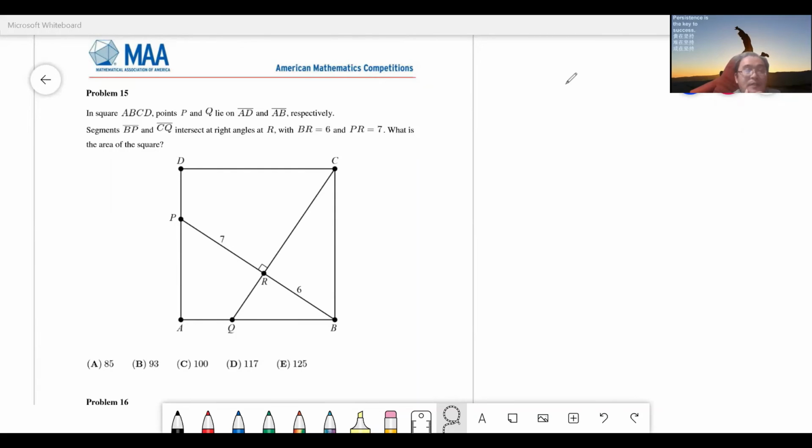Question number 15. In square ABCD, points P and Q lie on AD and AB respectively. Segments BP and CQ intersect at a right angle at R. BR equals 6, PR equals 7. What is the area of the square?